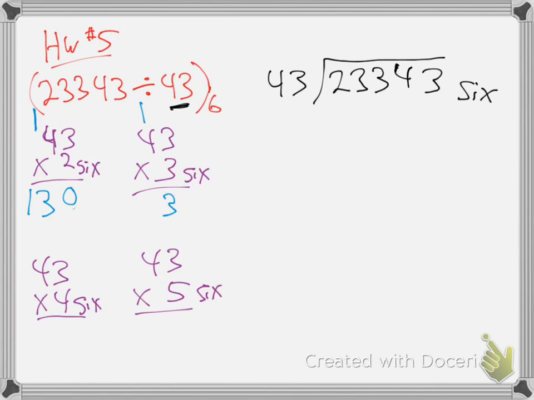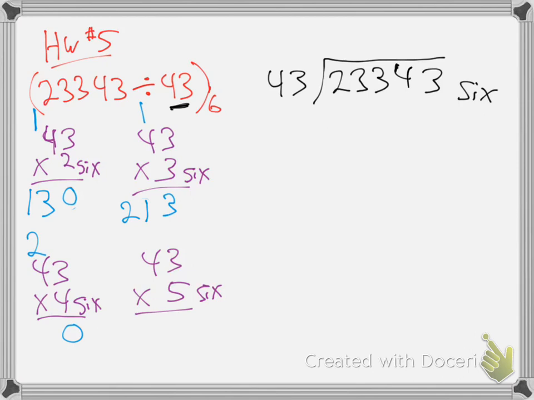3 times 4 is 12. Add 1 is 13. 13, I'd like to put 13 here, but we can't do that. How many 6s can we carry away from 13? 2 of them, huh? So I'm going to carry 2 6s away. That's 12 with 1 remaining. 2, 1, 3. We good? Let's keep going. 4 times 3, don't come down here. 4 times 3 is 12. That's 2 6s, none remaining. 12 is carry away 2 6s, none remaining.